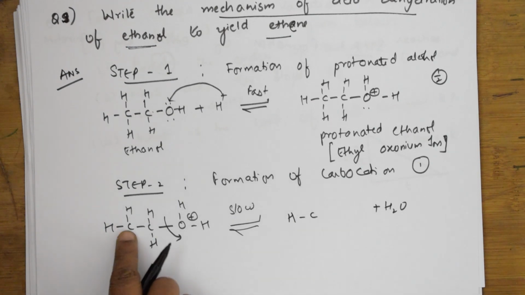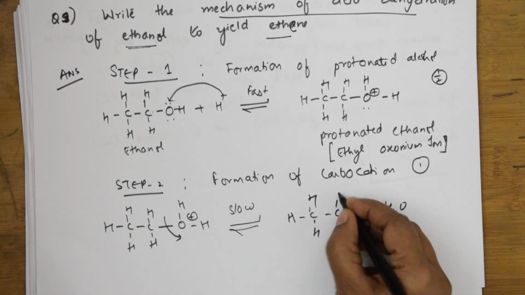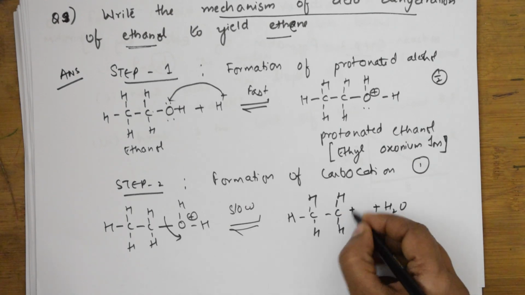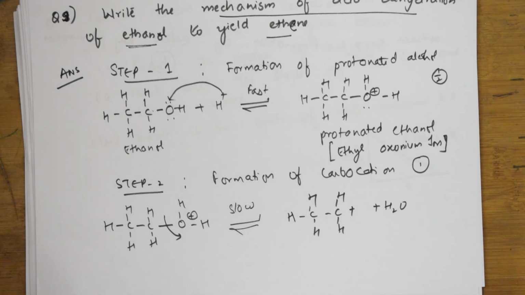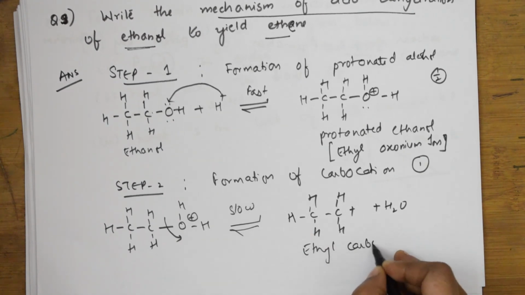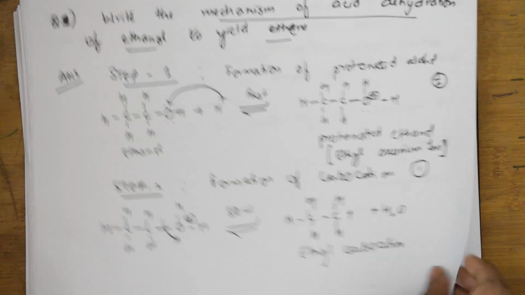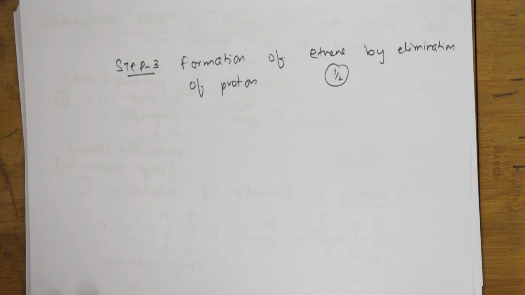See, this is carbon, this is hydrogen, this is hydrogen, this is also hydrogen, this is hydrogen, and this is plus. Okay, now we have got a carbocation, that is ethyl carbocation. Let us write that. It is called ethyl carbocation. This is done, students? Yes. Now step 3 I have to follow.